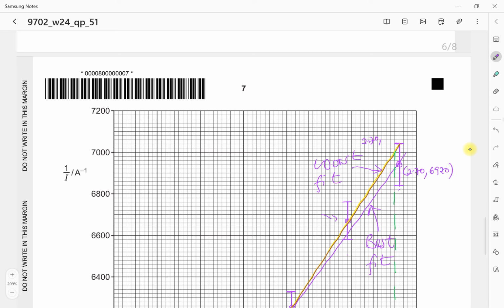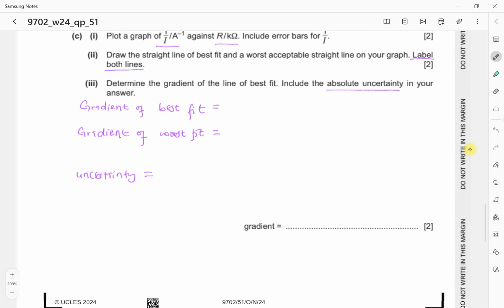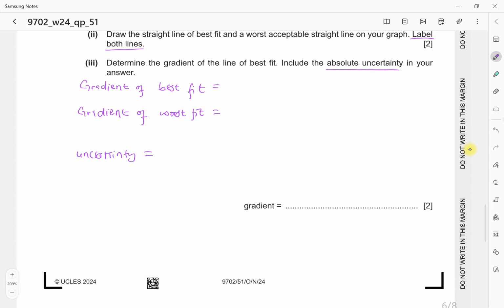Normally we're not allowed to write in this margin. Then this one on the vertical, it is I think 7,000. Okay, so those are the points which I'm going to use for the gradient. For the best fit, the second one is 6,920, and the other one is 7,000. Okay, so let's go and calculate the gradient of best fit.